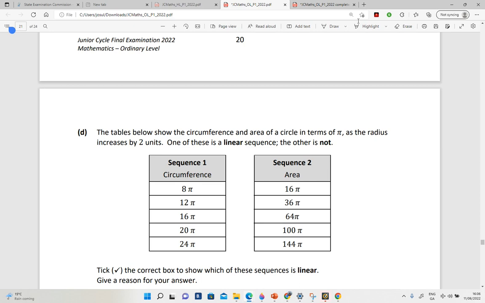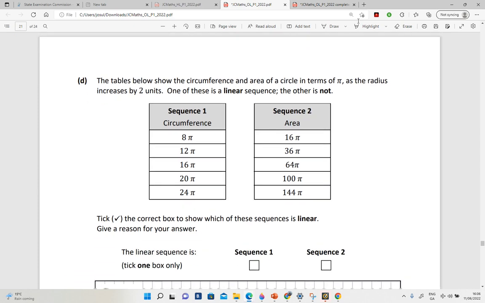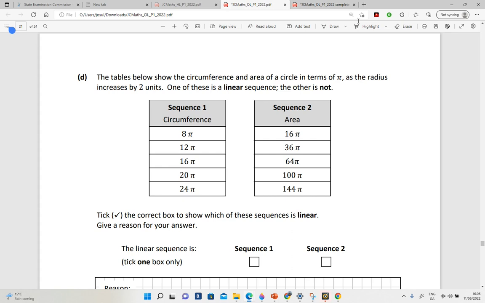And this part D is moving on to series and sequence, if you like. They're showing the circumference and the area, and they're showing values going up. One of these is linear and the other one is not. So 8 plus something is 12, plus something is 16. That pattern seems to repeat, 4, 4, 4, 4. This one does not. So that's 20. Then it's a different number, then it's another different number. So this one over here is non-linear, and this one is linear.